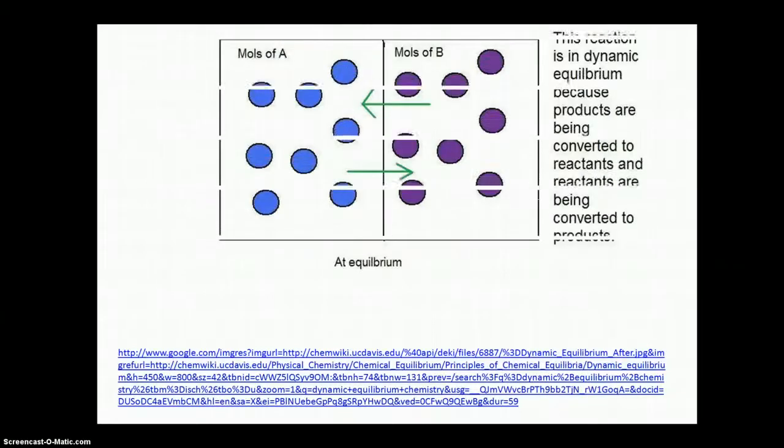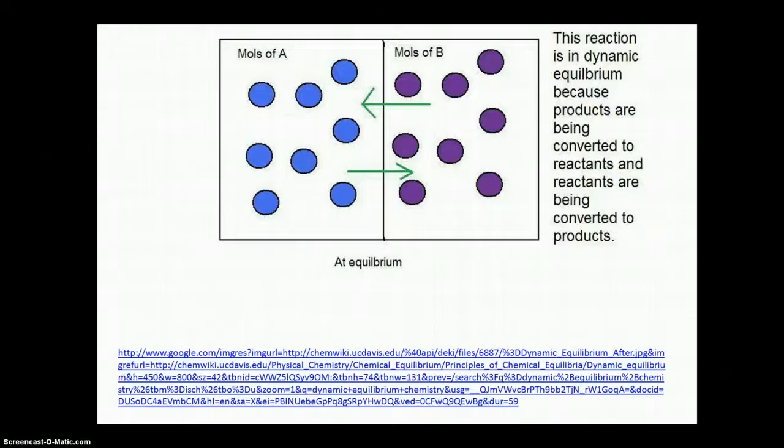A textbook model of dynamic equilibrium looks like this. The reaction pictured is in dynamic equilibrium because products are being converted to reactants and reactants are being converted to products. The model is inaccurate because it shows that the number of reactants and products is the same. It is easy to have this misconception because of the use of the word balanced when discussing equilibrium. However, the number of molecules pictured are limited and does not accurately show movement and change.